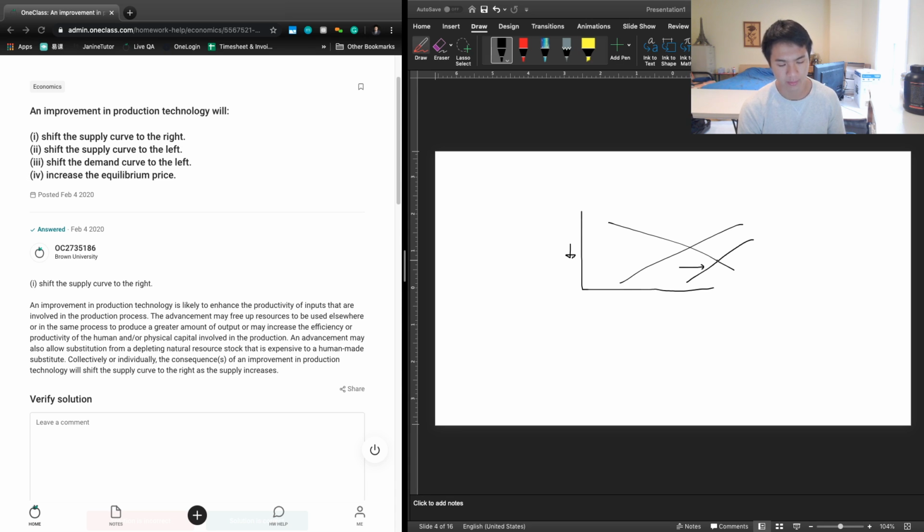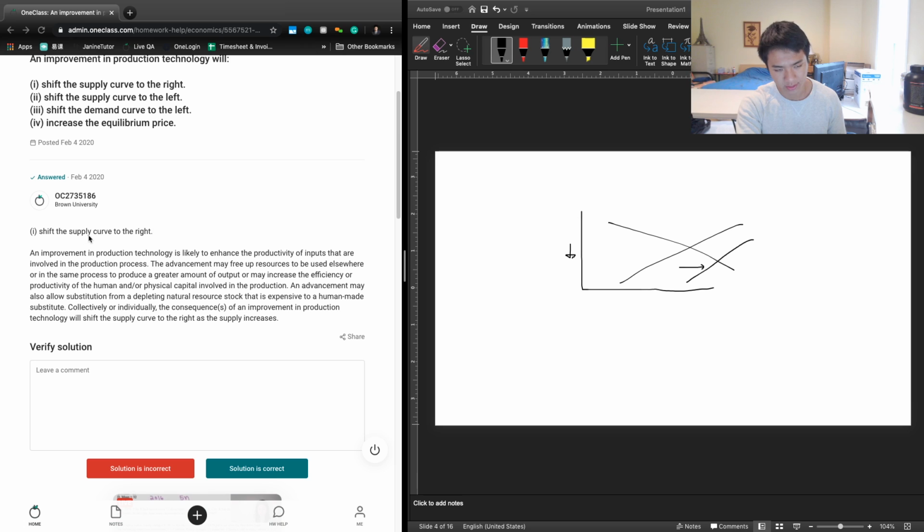Improvement in production technology will shift the supply curve to the right. Let's take a look at the previous tutor's answers, and they say, yep, it shifts the supply curve to the right. An improvement in production technology is likely to enhance the productivity of inputs that are involved in the production process. The advancement may free up resources to be used elsewhere or in the same process to produce a greater amount of output, or may increase the efficiency or productivity of the human and or physical capital involved in production. An advancement may also allow substitution from a depleting natural resource stock that is expensive to a human-made substitute. Collectively or individually, the consequences of an improvement in production technology will shift the supply curve to the right as supply increases.